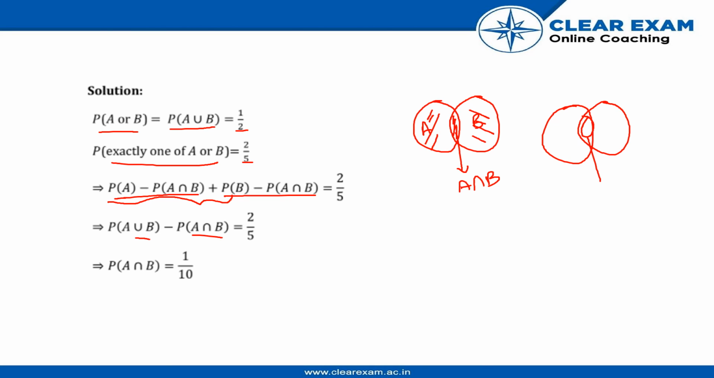And earlier we have seen that probability of A union B is 1 by 2. We put this over here in this equation, yes, right here, and then we get probability of A intersection B as 1 by 10.